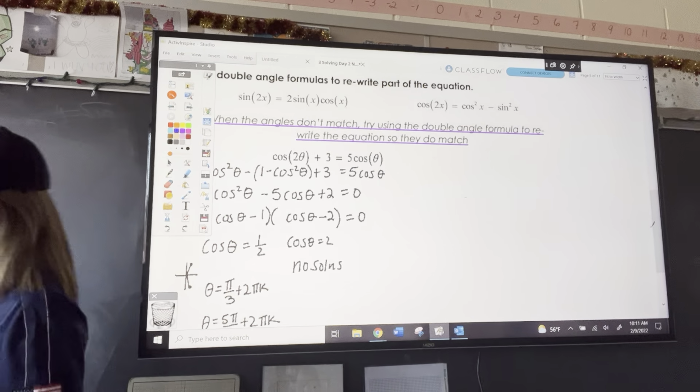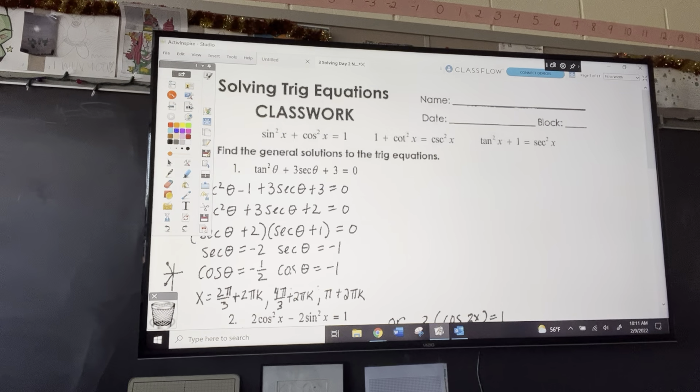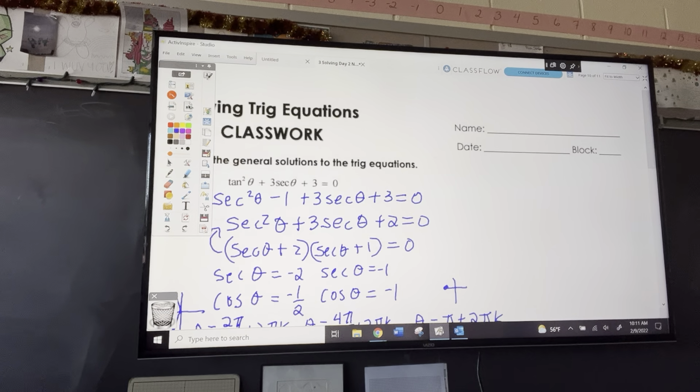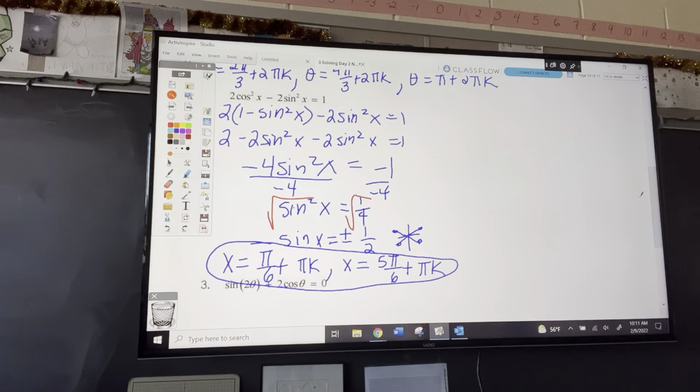Same problem. Just trying to show you guys that there are different ways to solve equations, and it's not wrong. Sometimes there's one that's more efficient and faster.